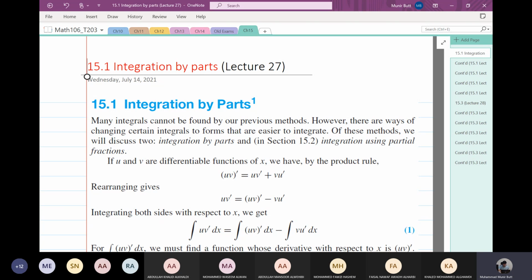I welcome you all to this lecture number 27 and chapter number 15. So, where we are doing and we shall do integration by parts. Integration by parts means we have a product of two functions, and we will see how we will do this integration.